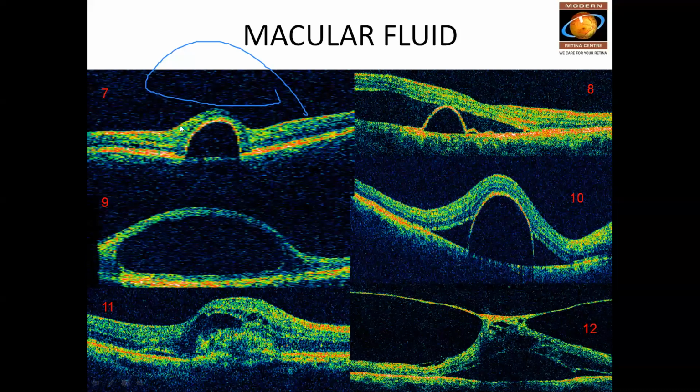As you see here, the surface is fine. The neurosensory retina is fine. Only the RPE is elevated. You see that the RPE along with the rest of the retina is elevated. If the RPE is elevated, this is nothing but a pigment epithelial detachment. Then number 8.